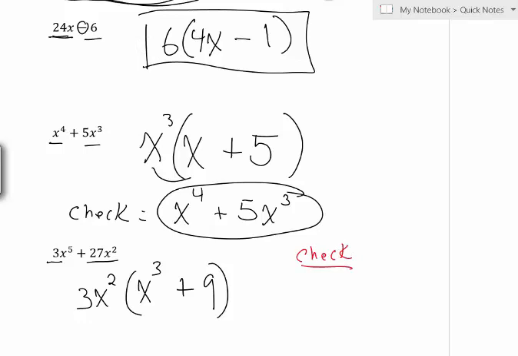Again, if you want to make sure that you're doing this right, you can always check your answer, right? If you multiply that back out, there's your 3x to the fifth. And if you multiply that out, there's the 27x squared, right? Okay, great.